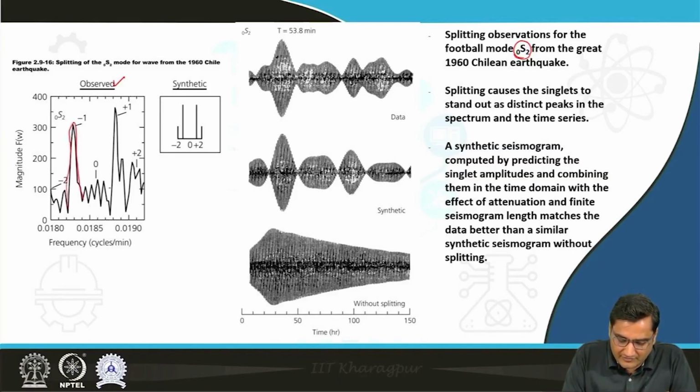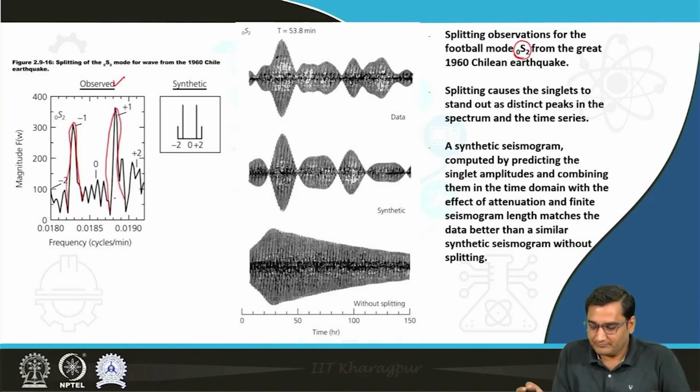This is one mode. This is for m equal to plus 1. And in this case, you can see the splitting is causing these singlets, and those stand out to be distinct peaks in the observed seismogram.